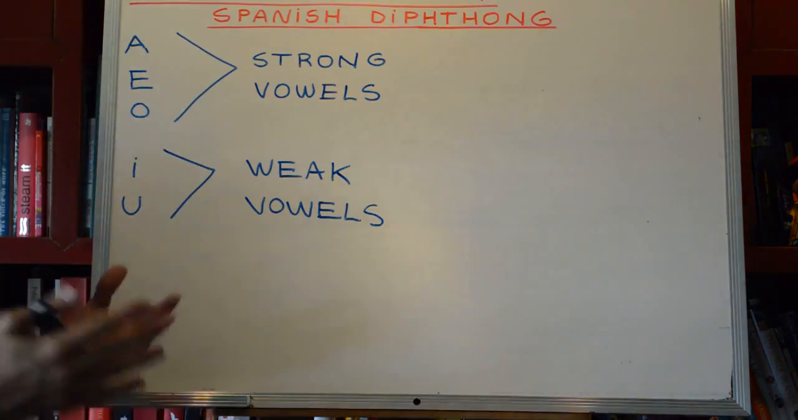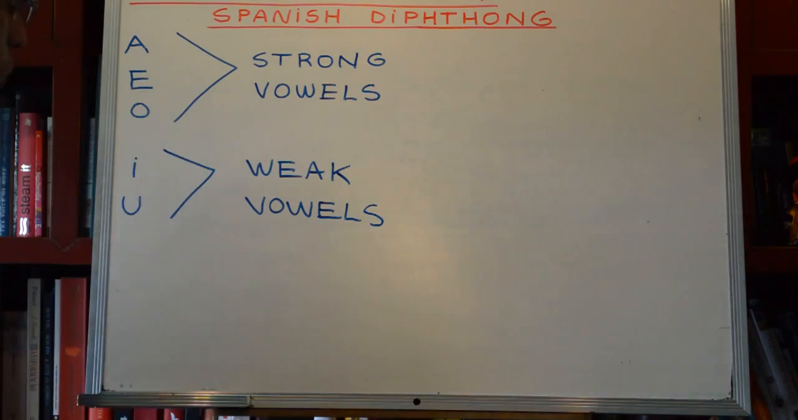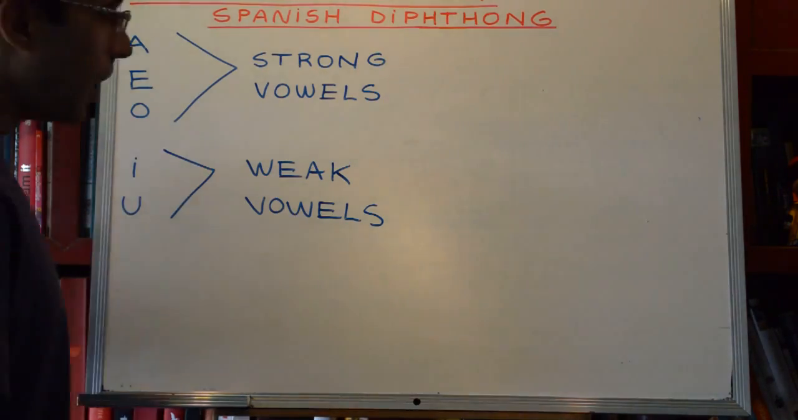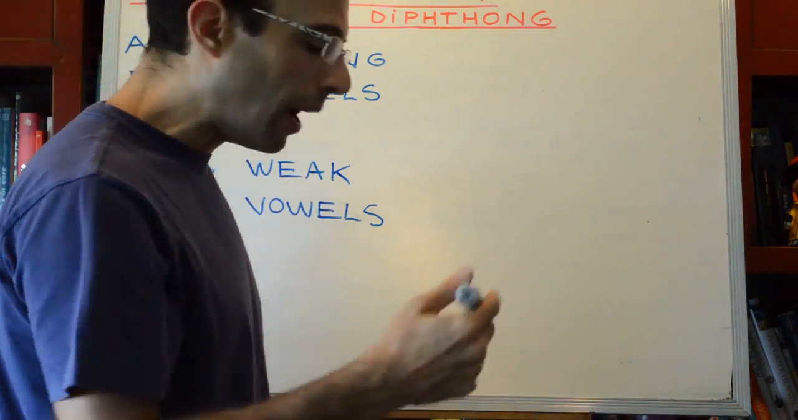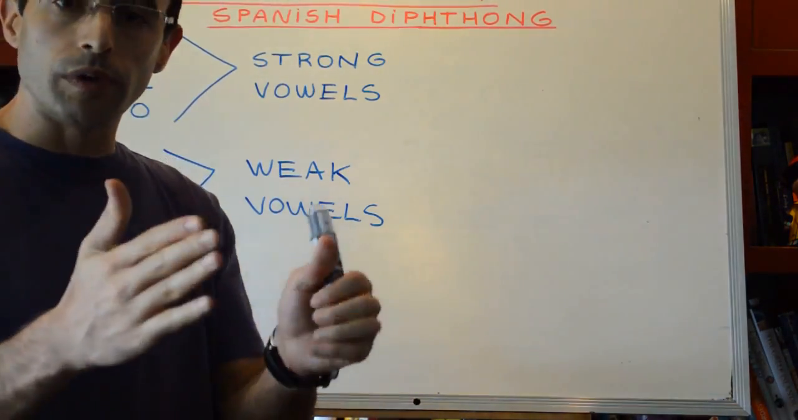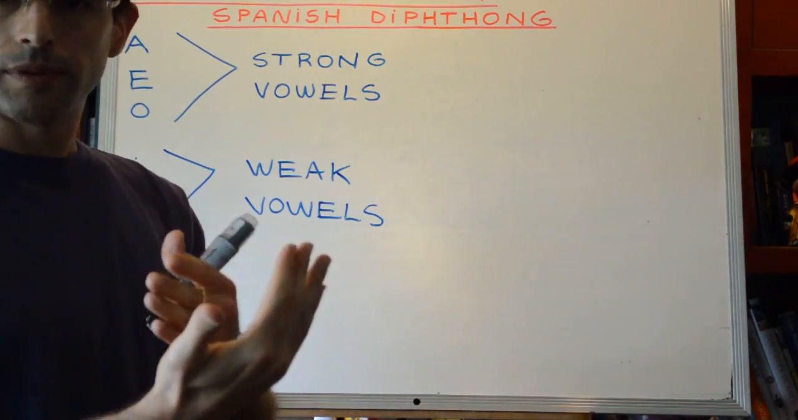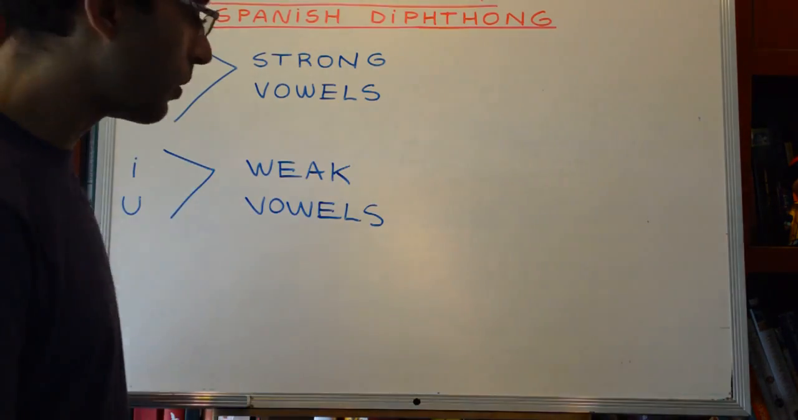Bien, what is a diphthong? When you have, in a word, 2 vowels together, and those 2 vowels go in the same syllable, that is a diphthong. We call that a diphthong.